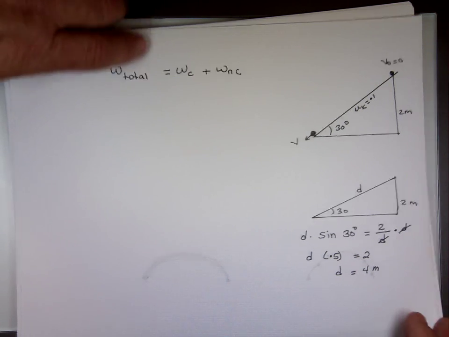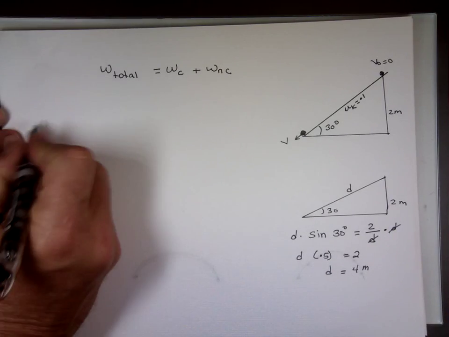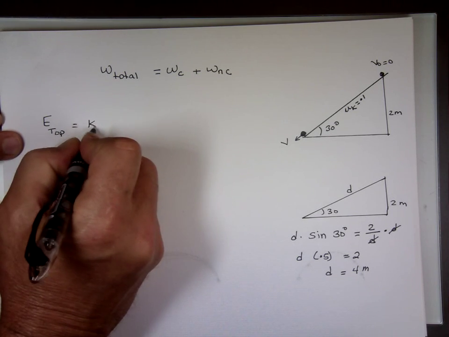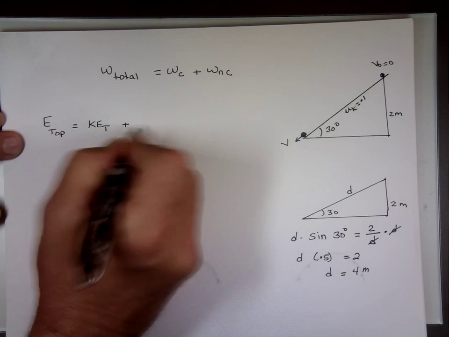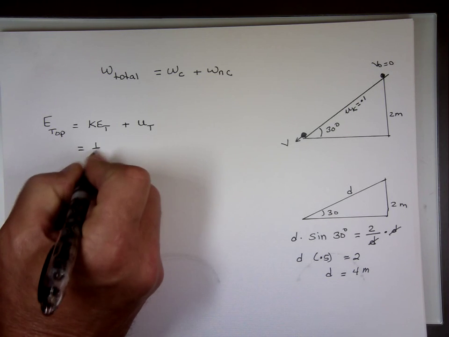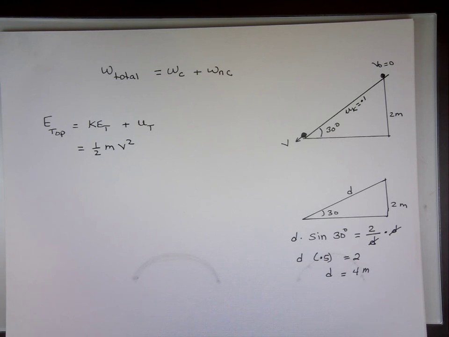So let's look at the top. How much mechanical energy do I have at the top? E at the top is the kinetic energy at the top plus the potential energy at the top. How much kinetic energy at the top do we have? It's 1/2 the mass times the velocity squared. I forgot to give you a value for the mass.